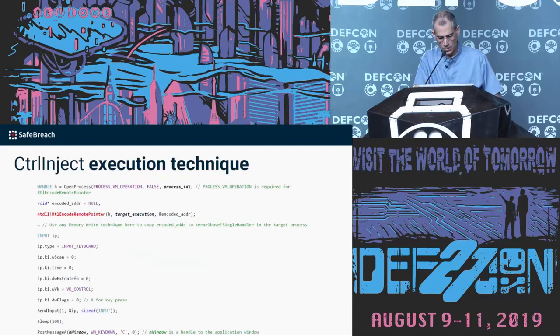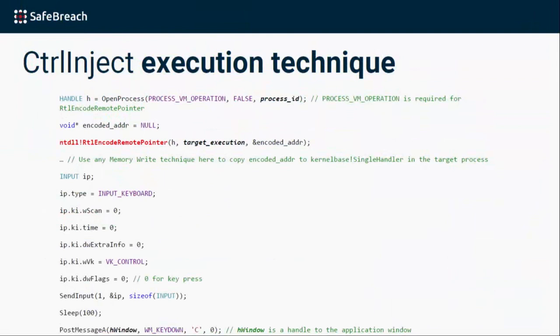So this is an example, a control inject, in which we encode a pointer to our desired address, and then we copy this pointer to the control C handler in the target process, which is the address at kernelbase SingleHandler. And finally, we trigger execution by first simulating pressing the control key using SendInput, and then sending the C character to the target process.